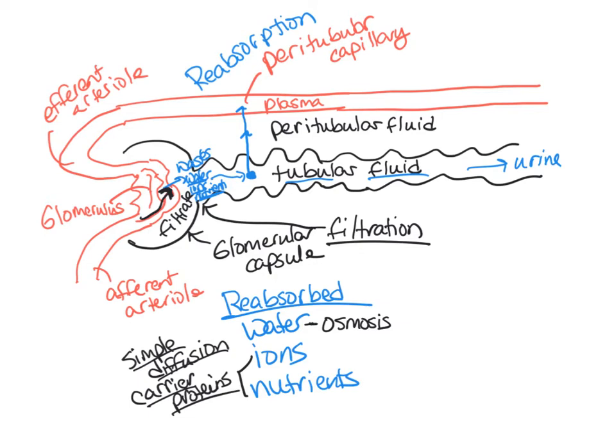Secretion then is when solutes from the peritubular fluid here, which actually came from the plasma, so we have these solutes or waste products. They are coming from the plasma into the peritubular fluid and then into the tubular fluid. That is called secretion.